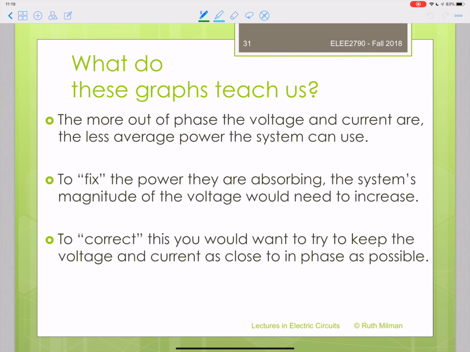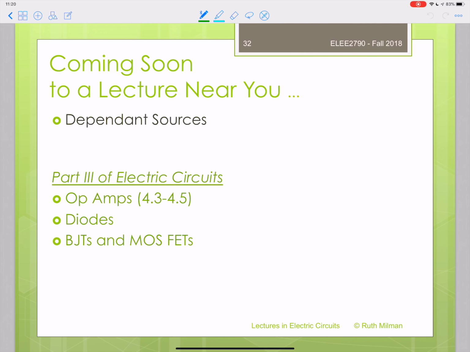And in order to correct what you want in a system to minimize the amount of power that you need to use, you correct this simply by keeping the voltage and current as close to in phase as possible. That gives us the largest average power. So if we don't want to waste the power that's being provided by the voltage and current, we want to make sure that the power has the largest average possible. In order to do that, we want to sync up the phase as much as we can. And that concludes everything that we need to in terms of AC power.